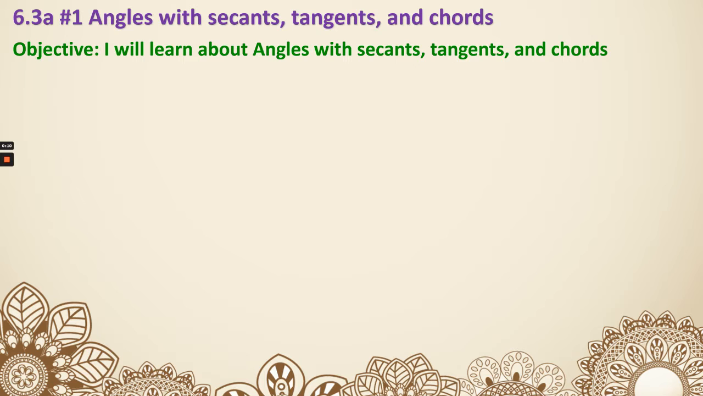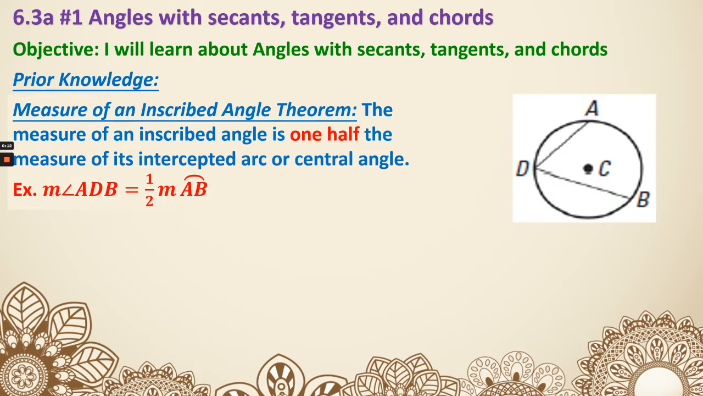and chords. First, prior knowledge. We have already learned something about angles. It's the inscribed angle theorem. The measure of an inscribed angle is 1/2 the measure of its intercepted arc or central angle.